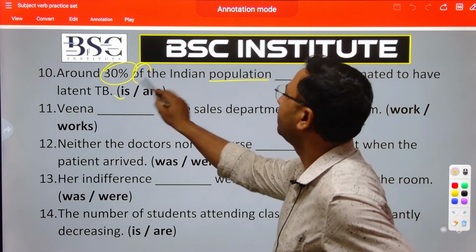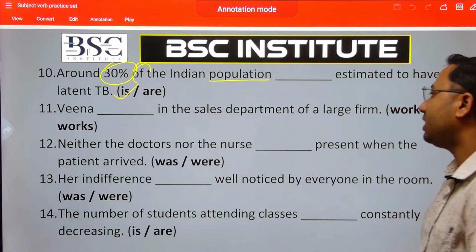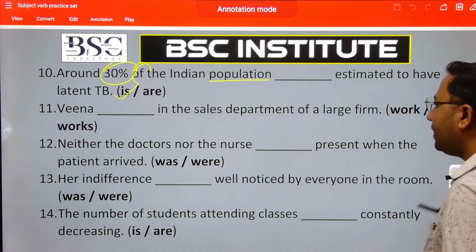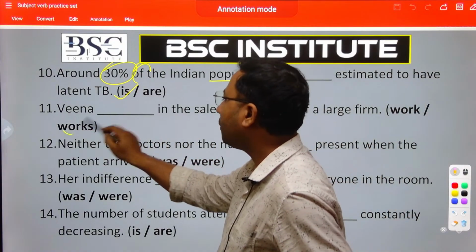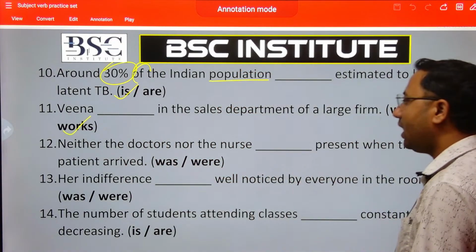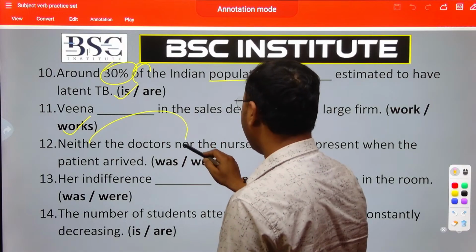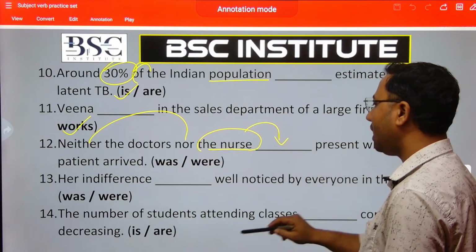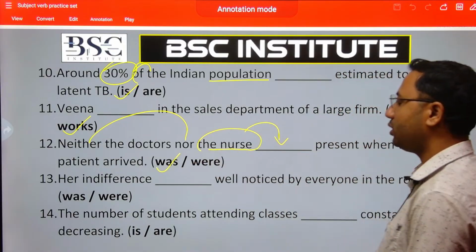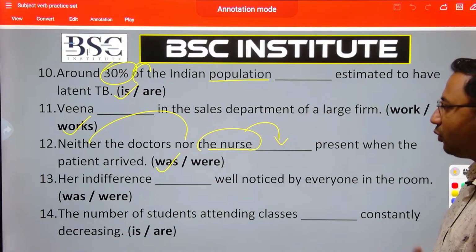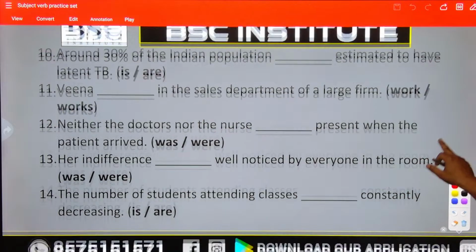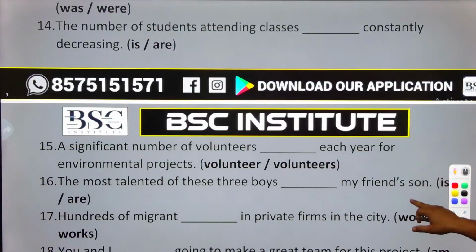Is. Next, Bina dash in sales department in a department of a large firm. Okay, Bina. So Bina is third person single number. That means works will be the right answer. Next, neither nor. This is a case of neither nor. So after the subject nurse, I have to use verb. So nurse is singular. I have to use was. Very easy question. Even I am not reading these questions. Quickly, I am getting this answer because I know how to do these shortcuts, right? So I request all of you to learn these rules very hard so that you can do these questions very easily.